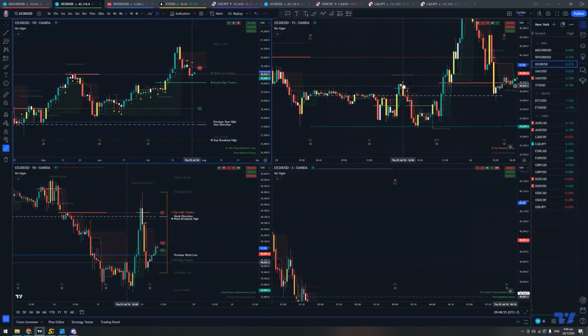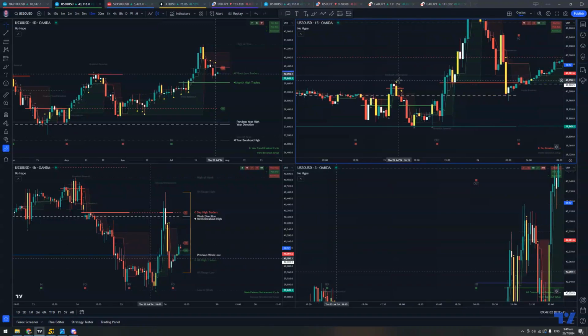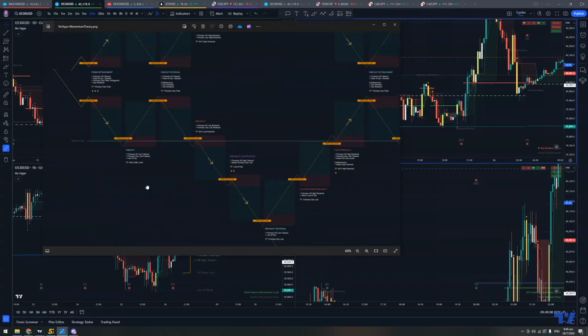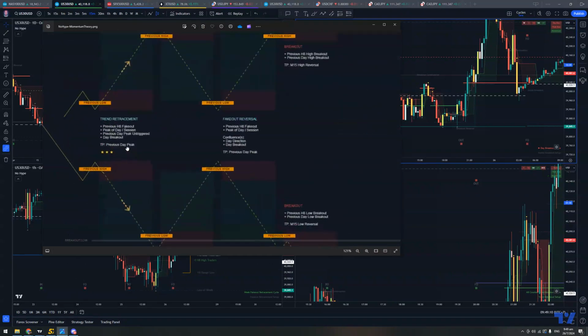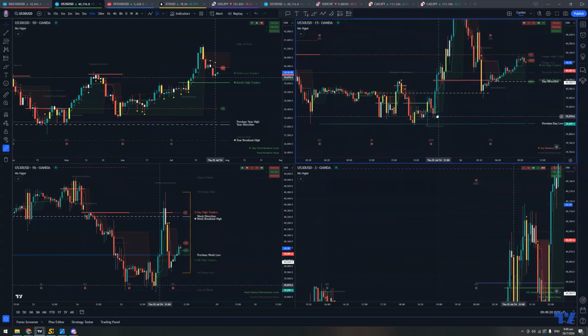US 30 had a signal day trend retracement setup, happened in London. I do not trade this pair in London, so I did not take this. Although that's a great trade, trend retracement setup, previous H8 high fake out at the high of the day, previous day low is untriggered, below the day breakout level, TP previous day peak, triple star setup, played out.